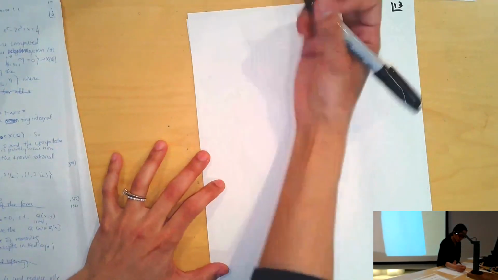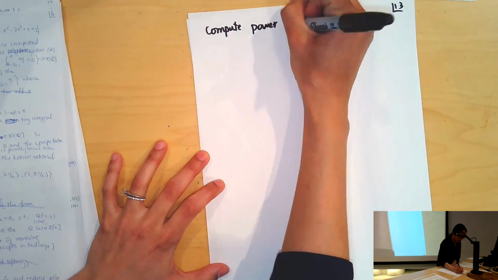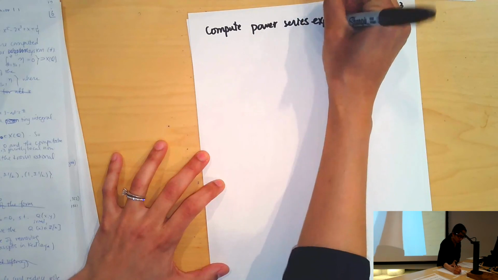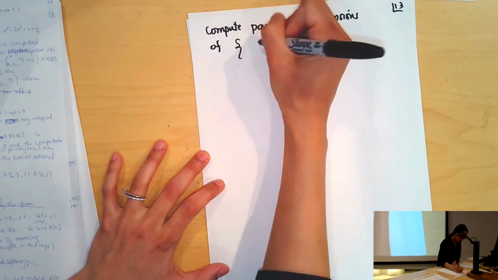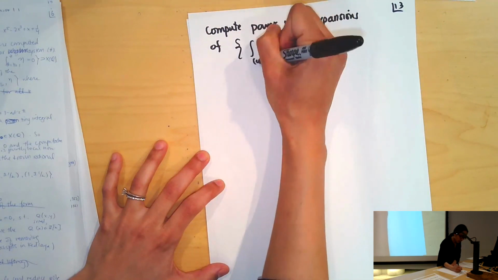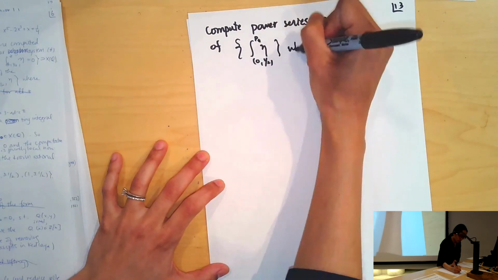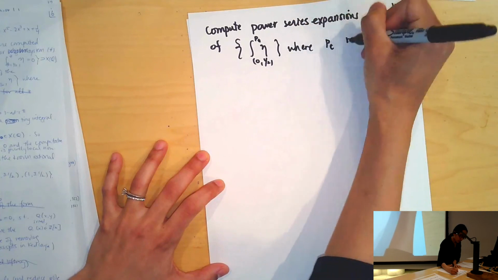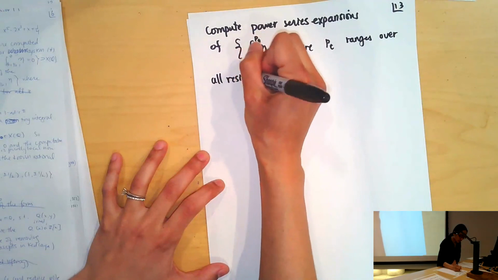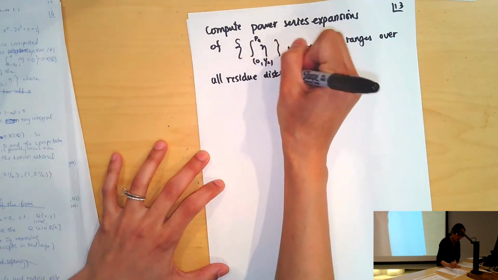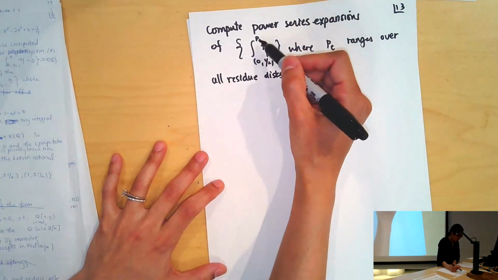Right, so we're going to do this by computing some power series expansions of all Coleman integrals, so eta from the space point 0, 1/2 to pt, where this point pt ranges over all residue disks. So within each residue disk, pick some point, write down a uniformizing parameter, and then use that.